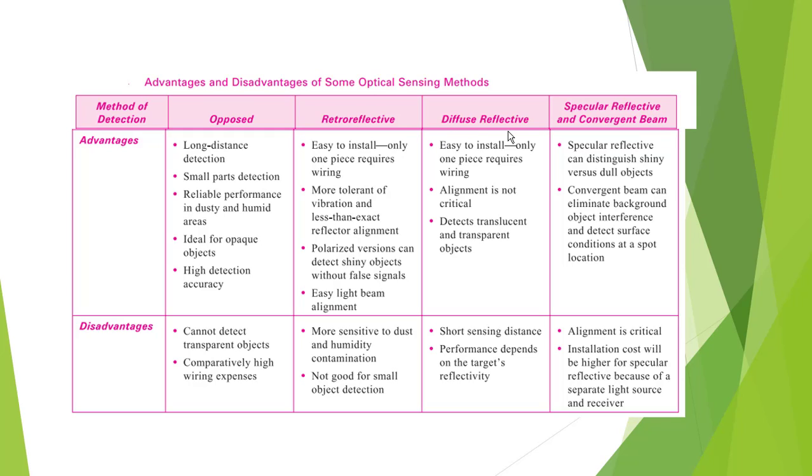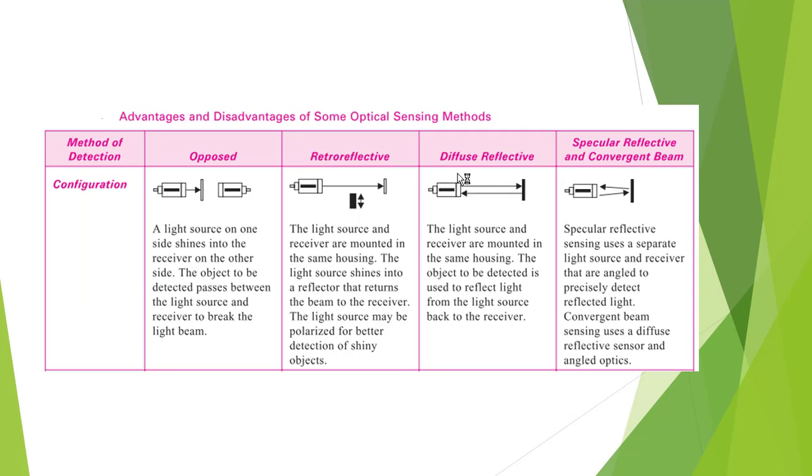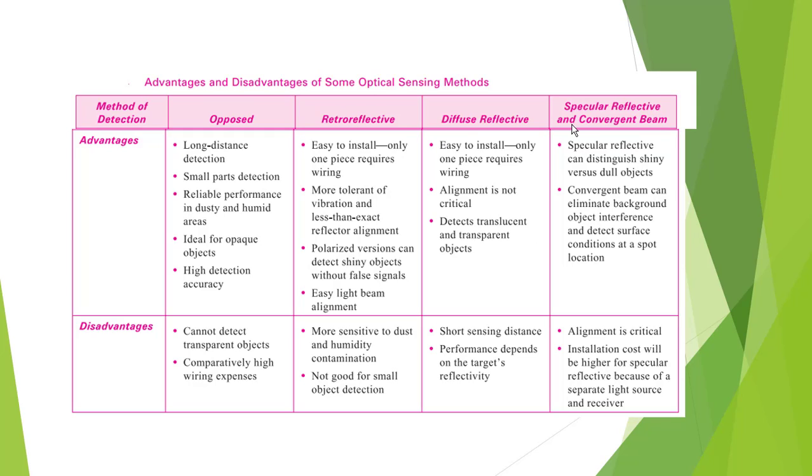The retroreflective is easy to install and more tolerant of vibration. The diffuse reflective is easy to install, and all of this alignment is not critical. Diffuse reflective alignment is not critical. Specular reflective and convergent beam are all the same thing.